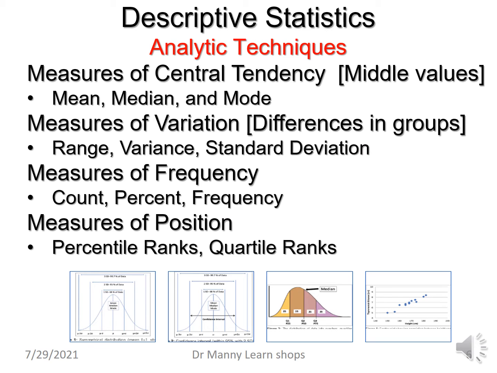Then you've got analytic techniques with descriptive statistics. And these are measures of central tendency, which just mean middle values: the mean, median and mode. Or measures of variation, which is the differences in groups: range, variance, standard deviation. Or measures of frequency. These are counts, percentages and frequencies. Or measures of position: percentile ranks and quartile ranks.